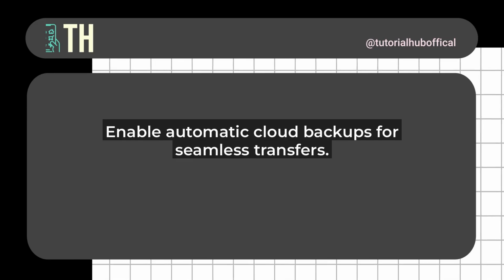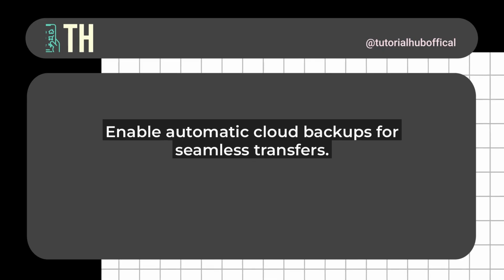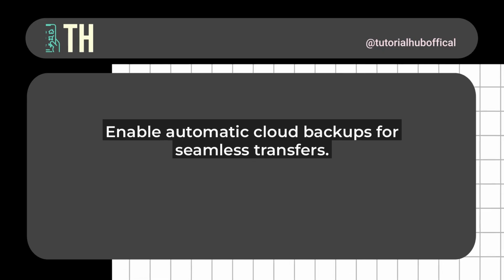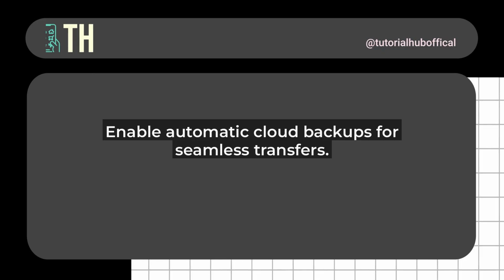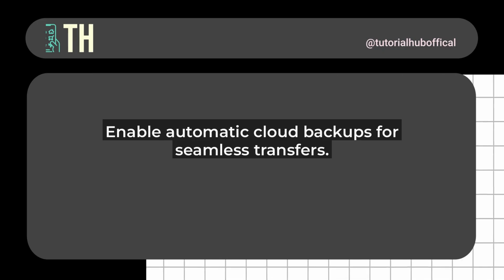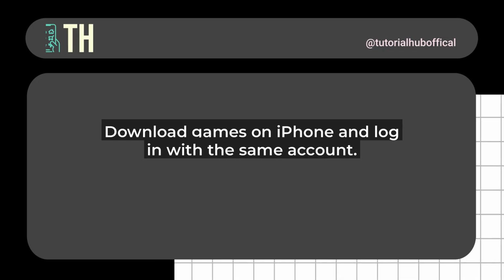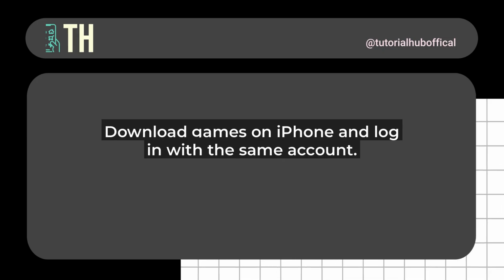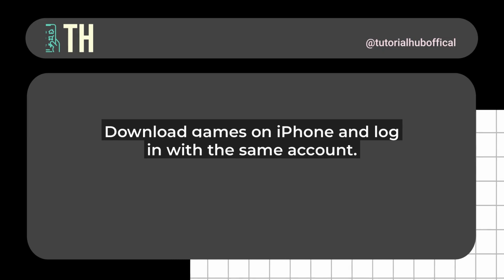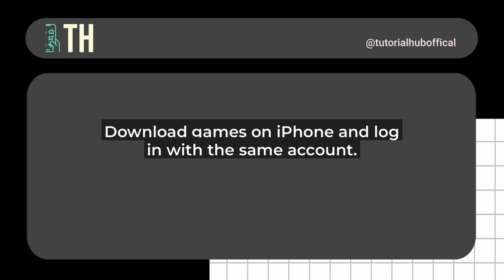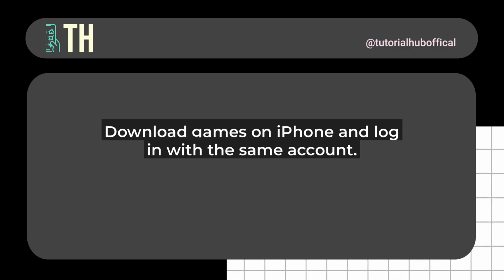Step 1. On your Android device, open the Google Play Games app. Sign in with your Google account and look for the Backup or Save Data option. Most games now support automatic cloud backups, so make sure that's enabled. For games without this, manually export your data if possible. Check the game's settings for export features.